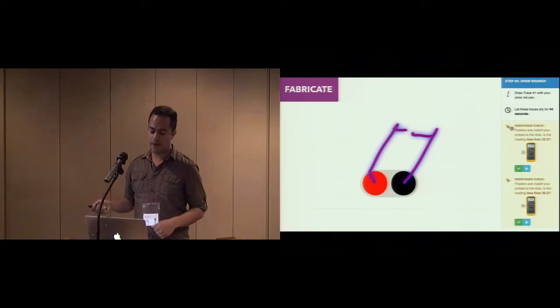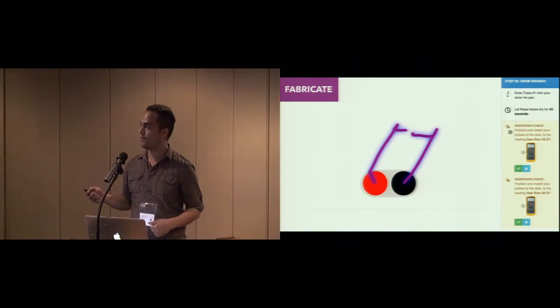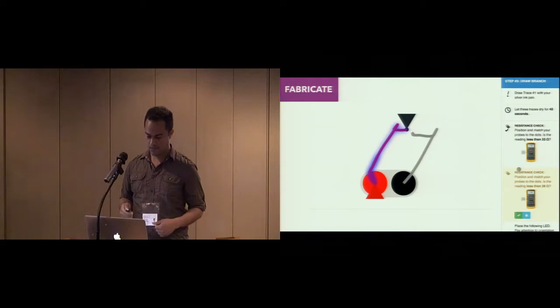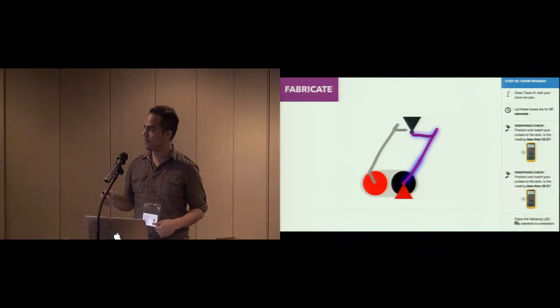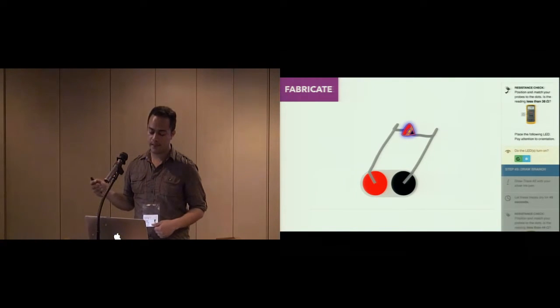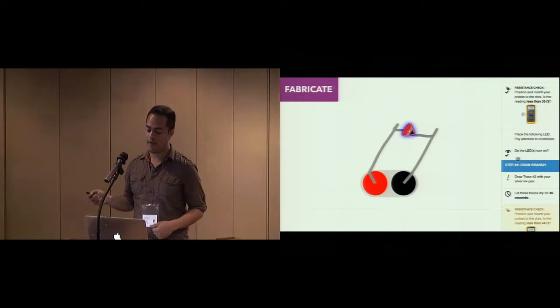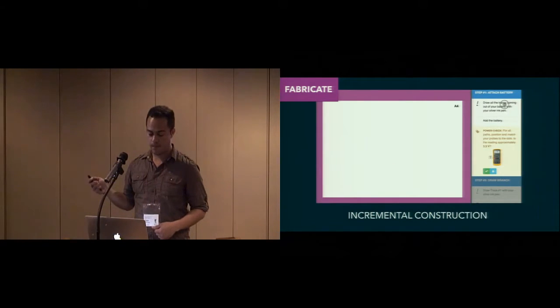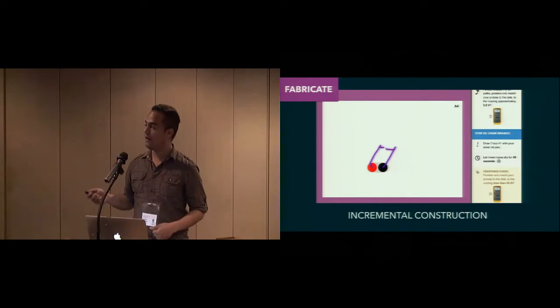And then, for each branch, it means first drawing the trace. In the case of silver ink, we introduce an additional drying step and integrate a timer widget. Once the traces have dried, the user is guided to verify that each trace has the proper resistance before laying out the LED and verifying this substep. This incremental development ensures an easier to debug circuit.